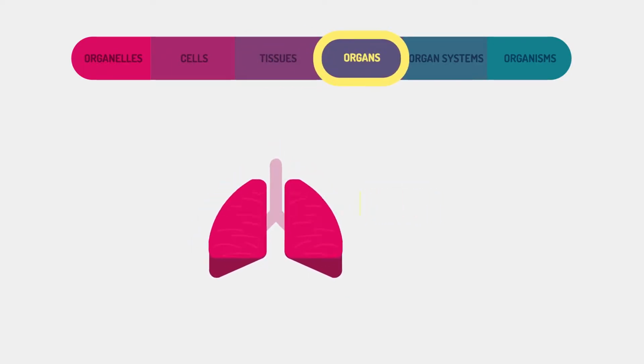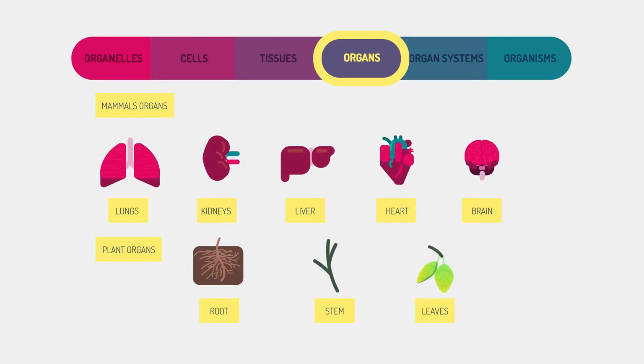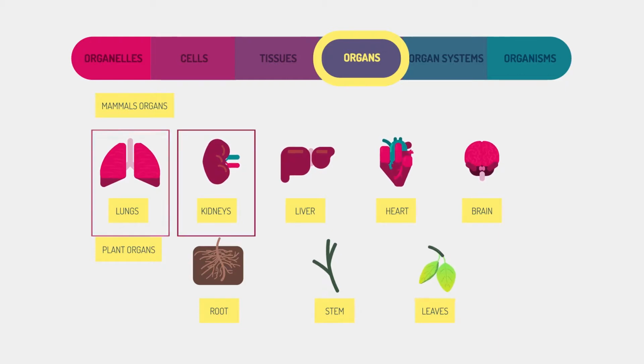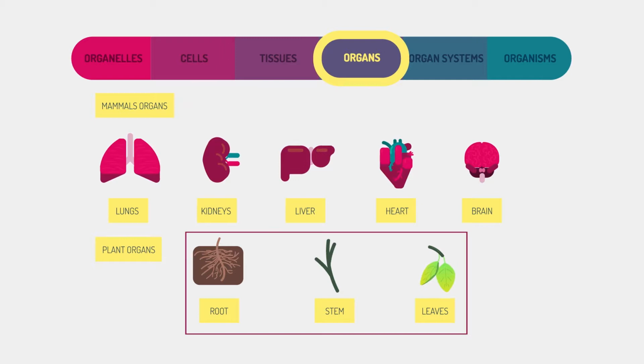Organs are specialized to carry out specific life processes. All animals contain organs. In fact, mammals have 5 vital organs that they cannot live without: lungs, kidneys, liver, heart, and brain. But plants have organs too.